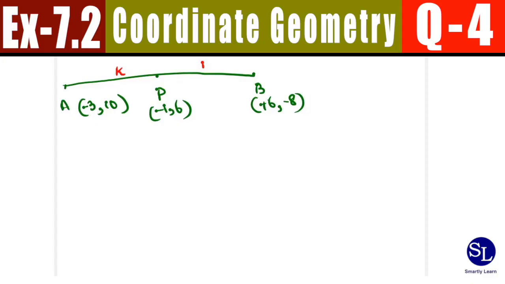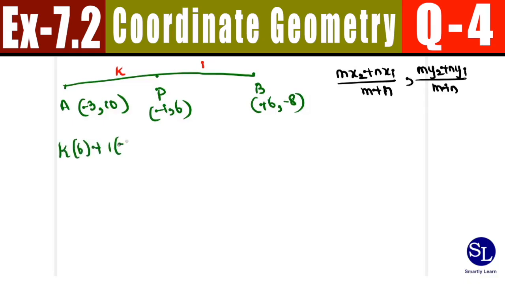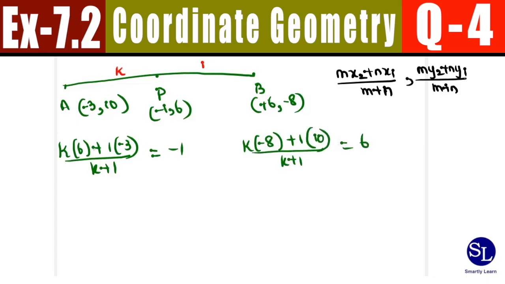According to the section formula, what is the value of the formula? This is going to be (mx2 + nx1) divided by (m + n), comma, (my2 + ny1) divided by (m + n). So you can write the section formula once. With this formula in mind, we can say that (k into 6 plus 1 into -3) divided by (k + 1) is equal to -1. Similarly, (k into -8 plus 1 into 10) divided by (k + 1) should be equal to 6.